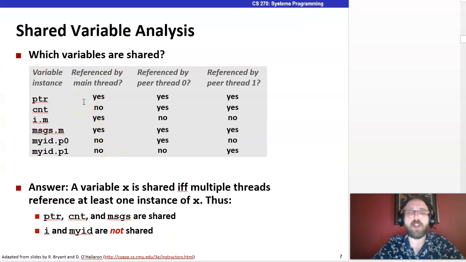And we can look at which variables are shared, which are referenced from different places. A variable is shared if multiple threads reference the same instance of it. So the pointer is shared. It's referenced by the main thread. It's also referenced by thread 0 and thread 1. They explicitly refer to the pointer. The count variable doesn't appear in the main thread. It's a static local variable inside the thread process, but there is just one instance of it because it's static, so that same thing is referred to in thread 0 and thread 1.